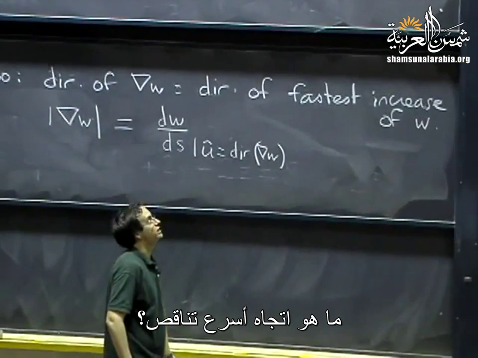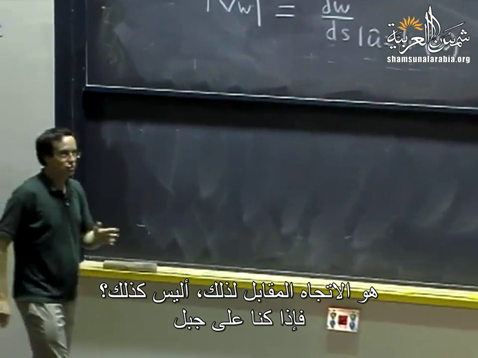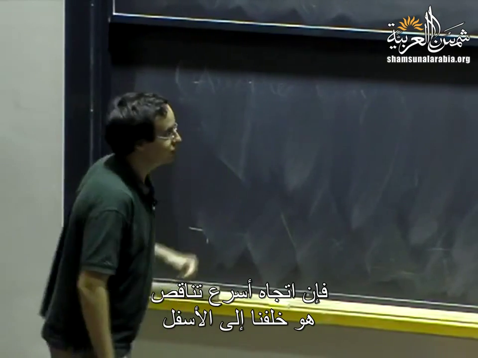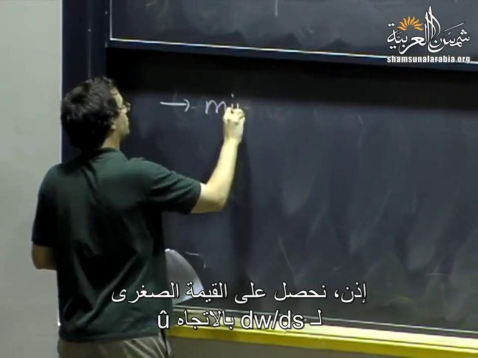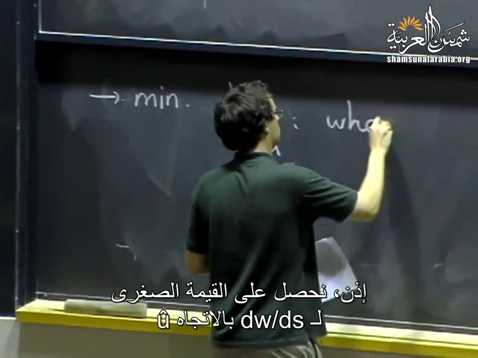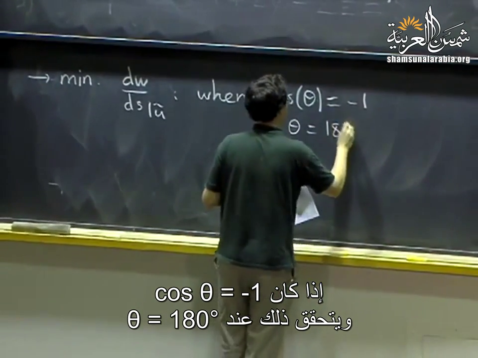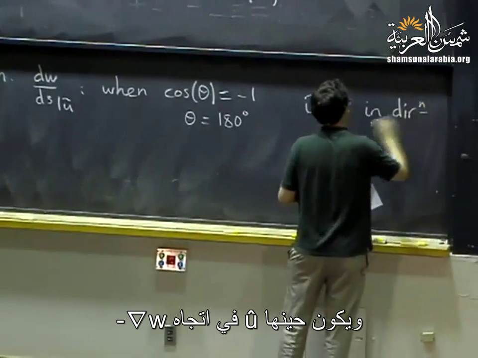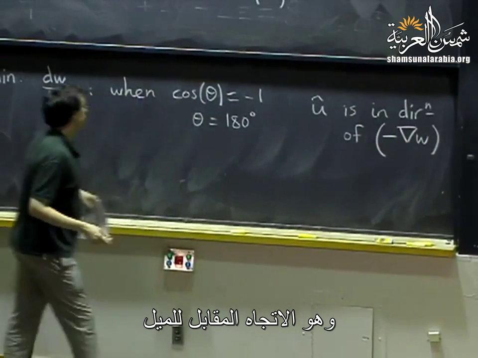And what's the direction of fastest decrease? It's going in the opposite direction, right? I mean, if you're on a mountain and you're facing the mountain, that's the direction of fastest increase. The direction of fastest decrease is behind you, straight down. So the minimal value of dw/ds is achieved when cosine of theta is -1. That means theta equals 180 degrees. That means u is in the direction of minus the gradient. It points opposite to the gradient.